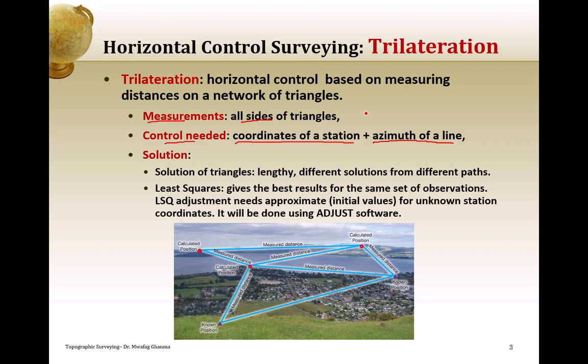So how do we do the solution? The solution here is done using either the solution of triangles or least squares. The solution of triangles is lengthy and we have different solutions from different routes, and that's why we have a better method, which is the least squares. We will be using the least squares method to evaluate the coordinates of the unknown points.